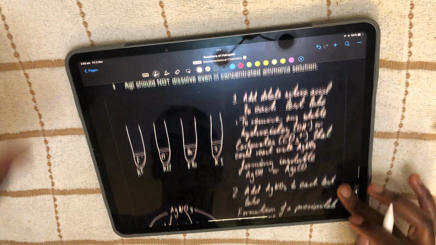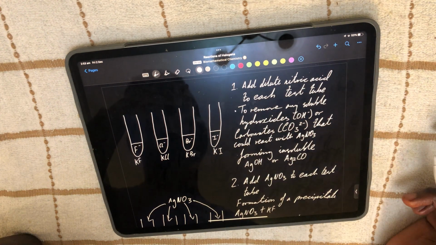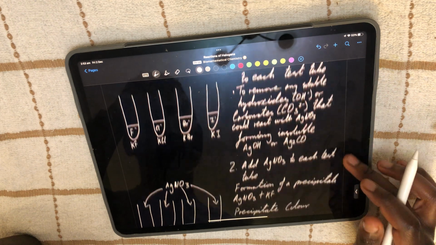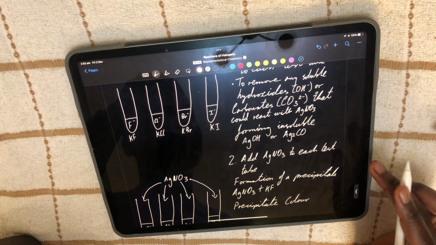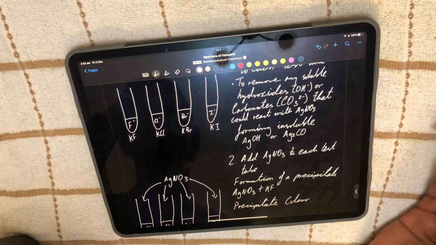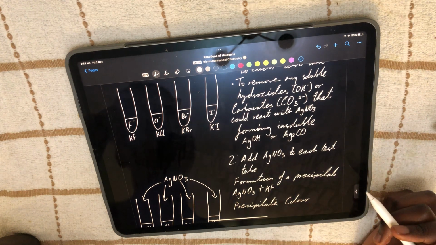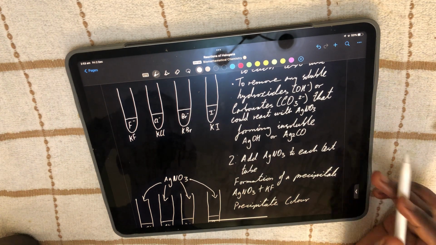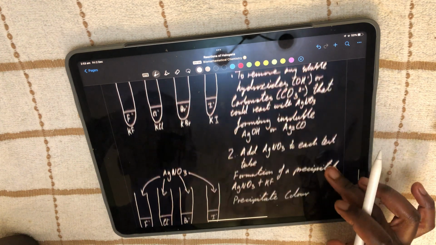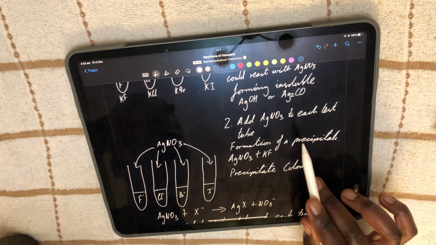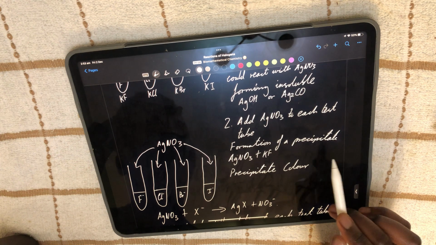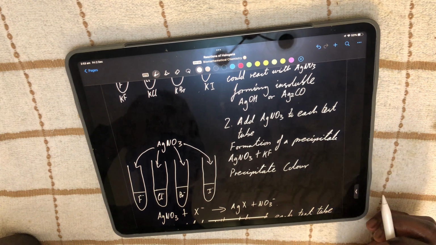So first, step one, as I said before, add dilute nitric acid to each test tube to remove any soluble hydroxides or carbonates that could react with silver nitrate, forming insoluble silver hydroxides or silver carbonates. Step two is that we would add silver nitrate to each test tube, and there's a formation of a precipitate.